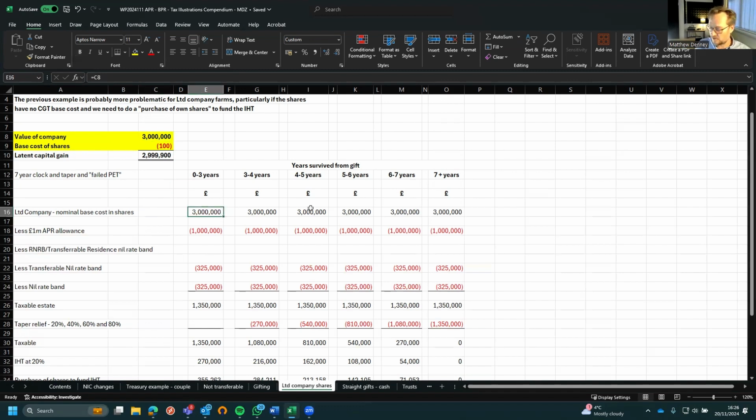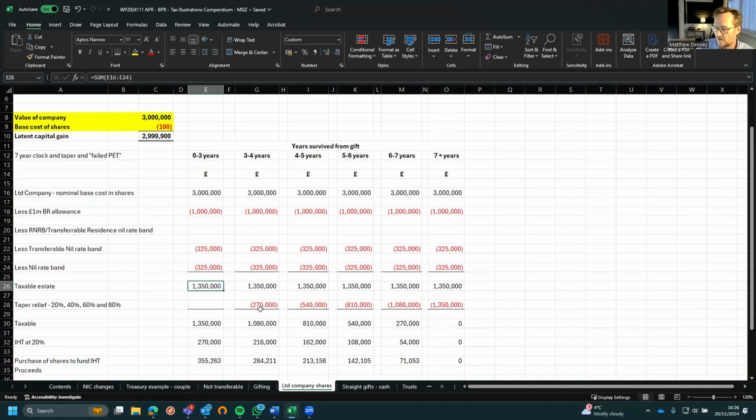So let's go through it. We've got 3 million. You've got £1 million of allowance. And that should probably say BPR or BR rather than APR. This is going to be a trading company. Let's say we've got no residence nil rate bands. We didn't get them. We were over the 2 million, so they were the 2,350,000 each. So they were tapered to zero. So we've just got our normal nil rate bands.